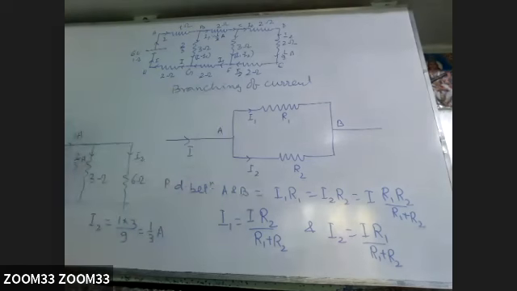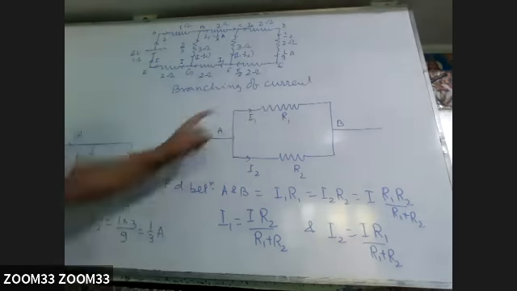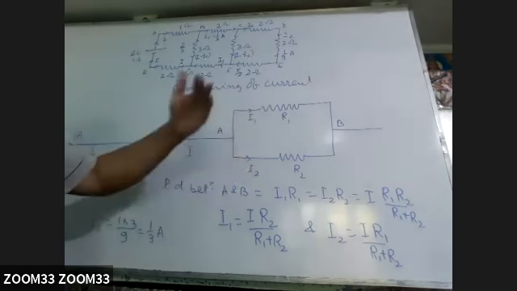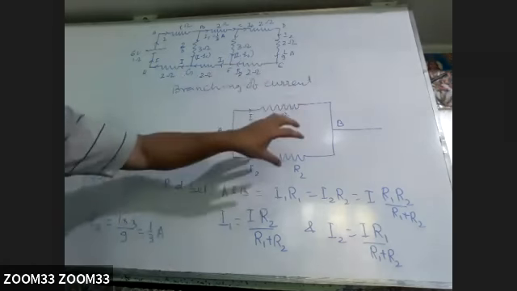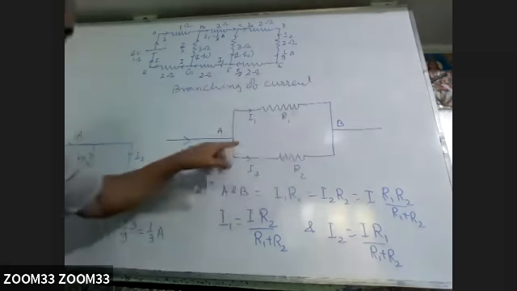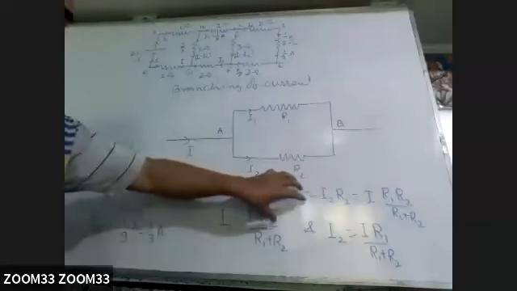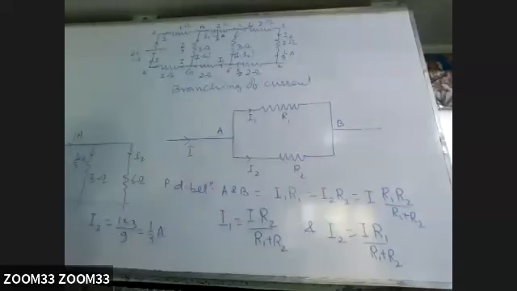This is valid for two resistors only. More than two, not there. With more than two, you will have to find the potential difference: I into equivalent resistance gives the potential difference, divided by this resistance gives the current passing through this. Any third resistor, the potential difference will be the same, divided by that resistance. So for more than two, use the original method: find potential difference and then divide by resistance. Understood?